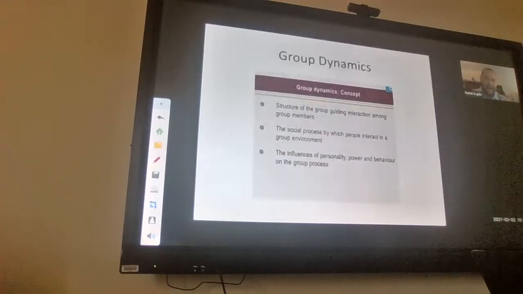All right, so in concept, group dynamics are, as I said, factors within a person or within the group that impact how we relate to one another. So when we think about it, the structure of the group guides interaction among group members. We also look at the social process by which people interact with the group environment. And we look at factors such as personality, power, behaviors, individual behaviors, group behaviors, as well as group leader functioning and how that plays a role.